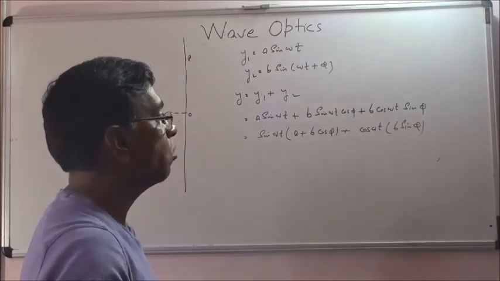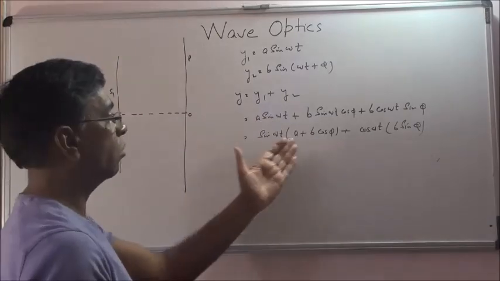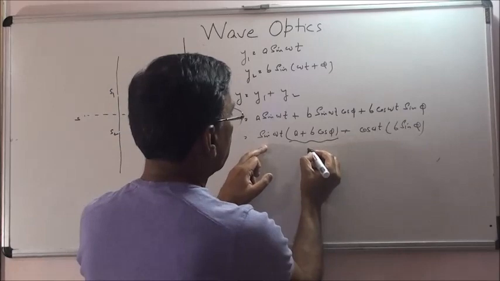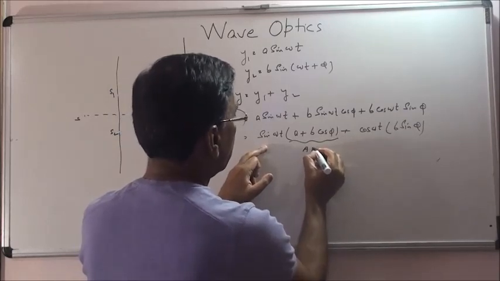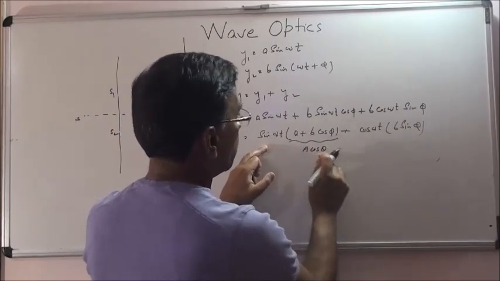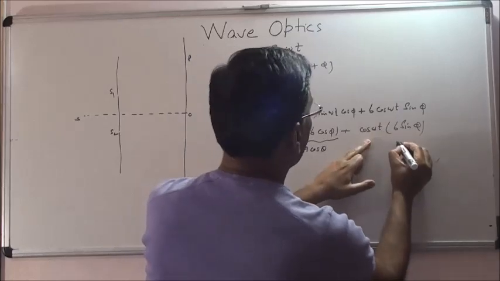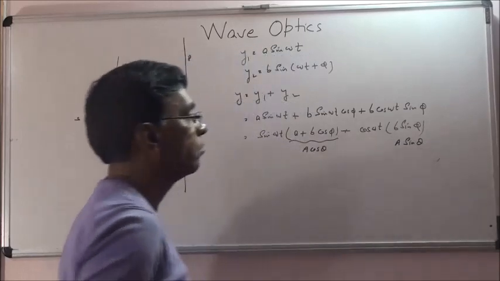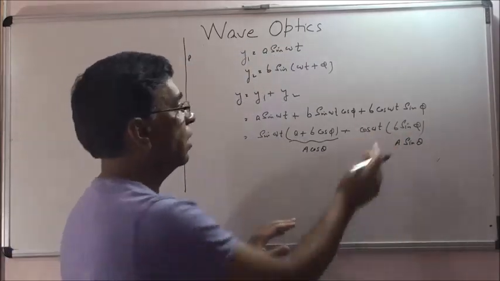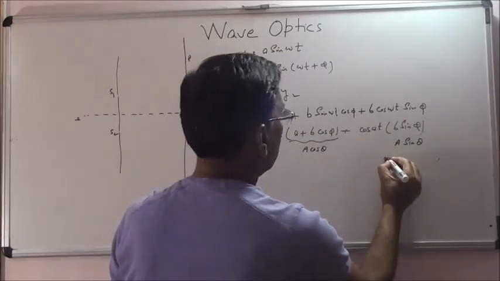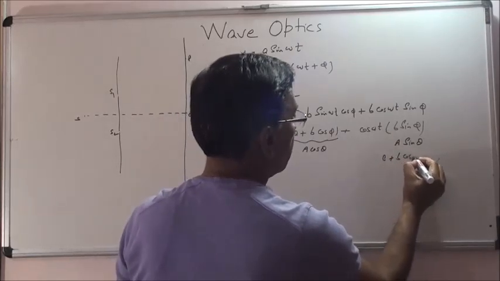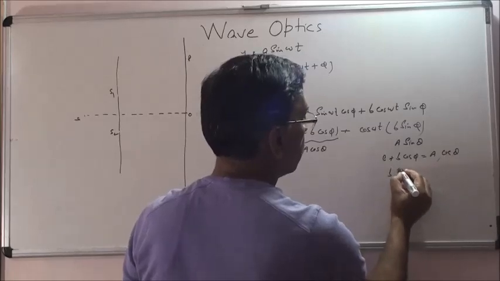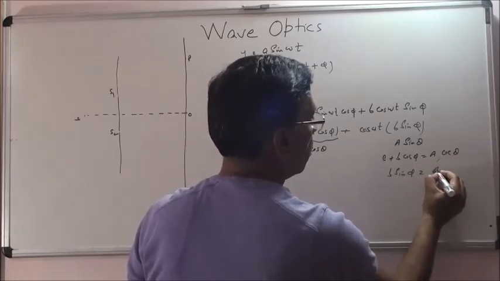Sin a cos b plus cos a sin b, something like that. Let us assume it's something. Let it be A cos theta, and the other term, cos a sin b, let it be A sin theta. I have assumed A sin theta is this. So let a plus b cos phi be A cos theta and b sin phi be A sin theta.